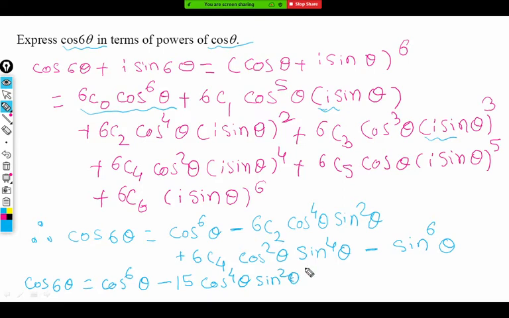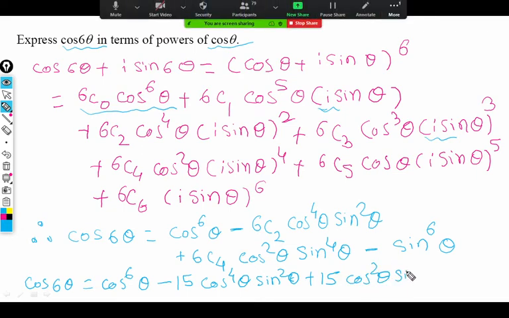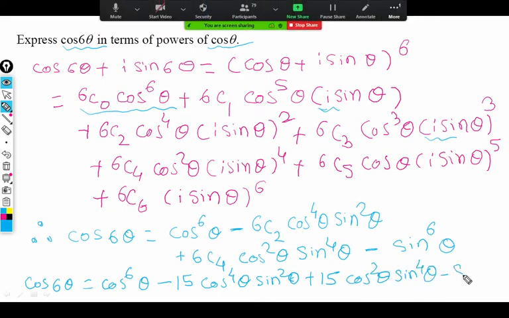What is 6C4? 15. Okay, that is also 15. Good. So that is also 15, correct? That's one, correct. Very good.